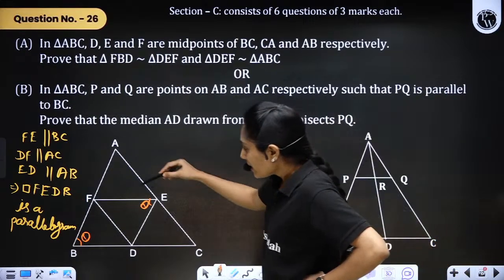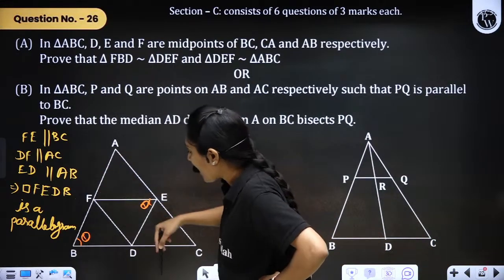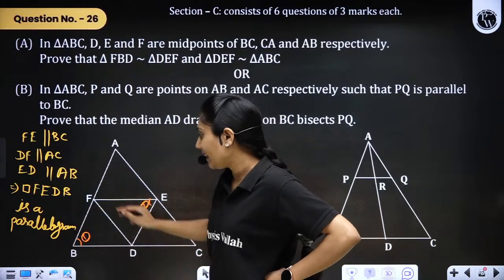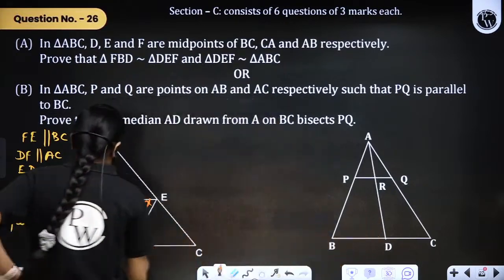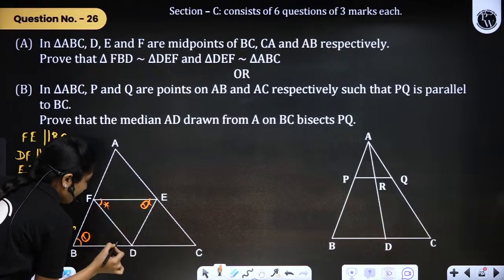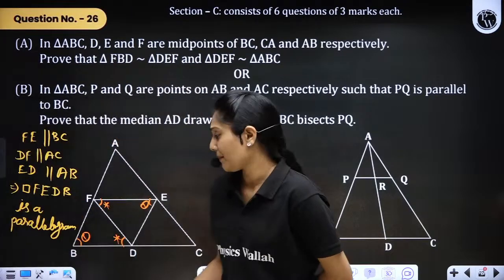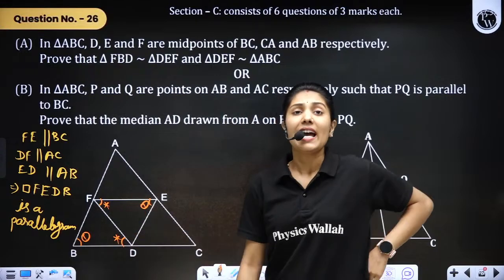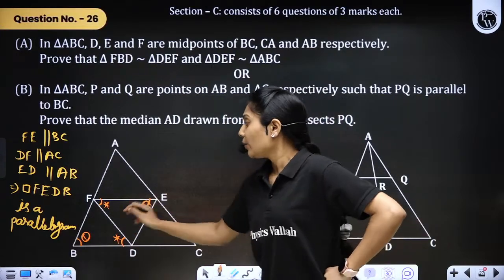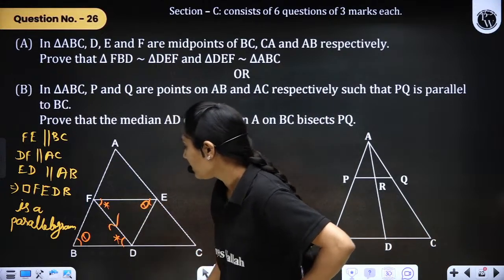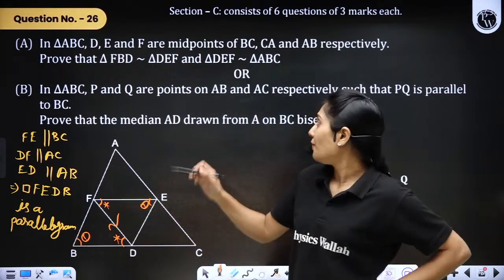Apart from that, since these two lines are parallel and this one is the transversal, FD will become the transversal. So in that case, this particular angle is equal to this particular angle. And since these two angles are congruent, I can say that these two triangles are similar. So the first part is proven.